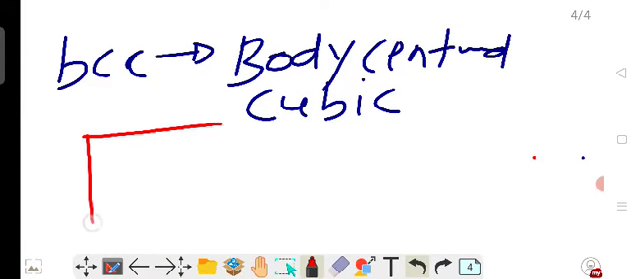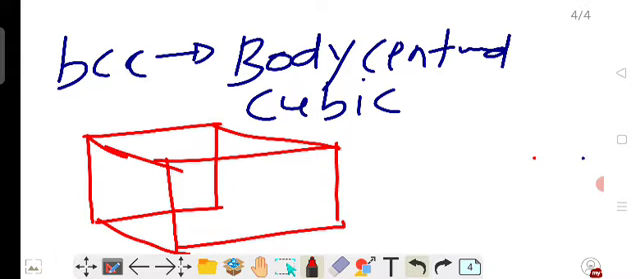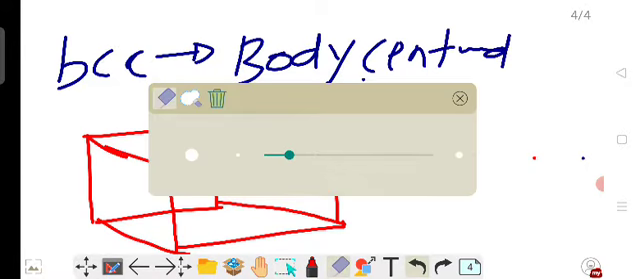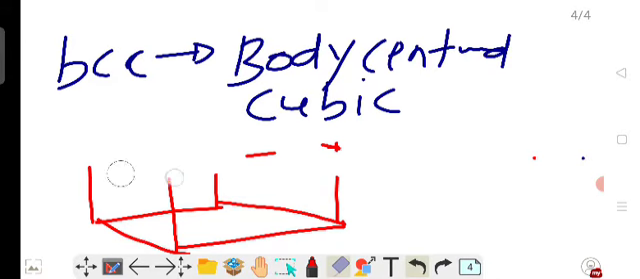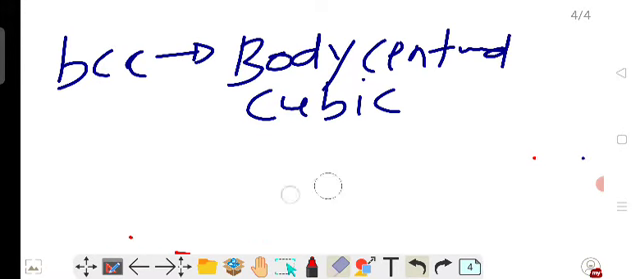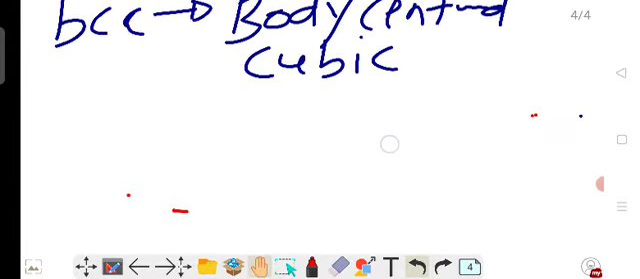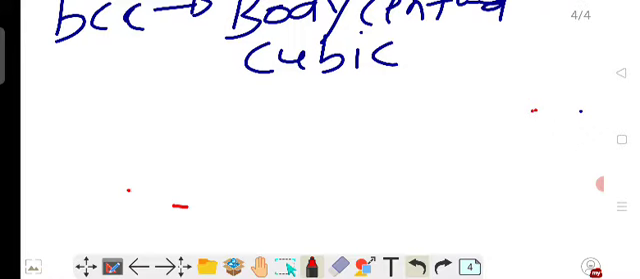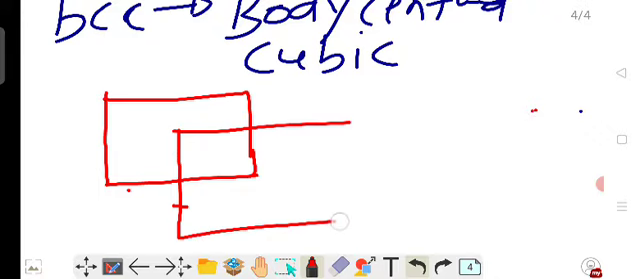First we'll draw the cubic system. This perhaps looks like a cube. My drawing is not up to the mark, so let me correct it. I think we have to erase and draw once again. Let me draw how the body centered cubic looks like.